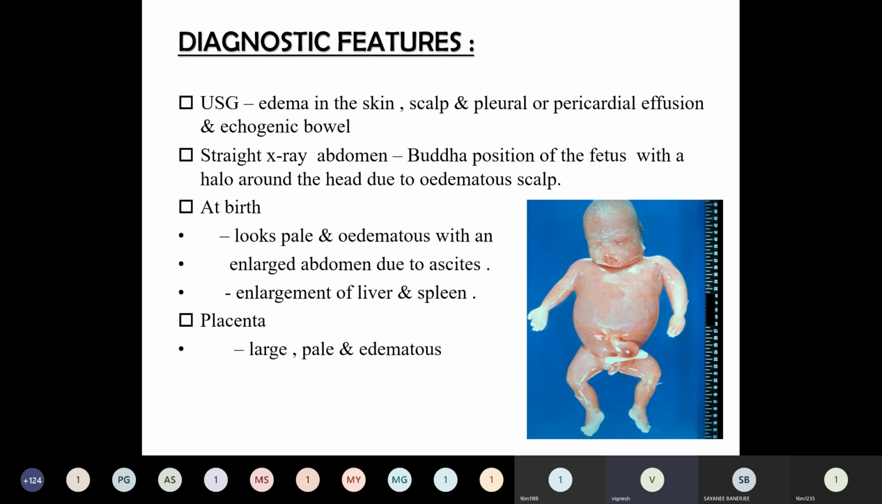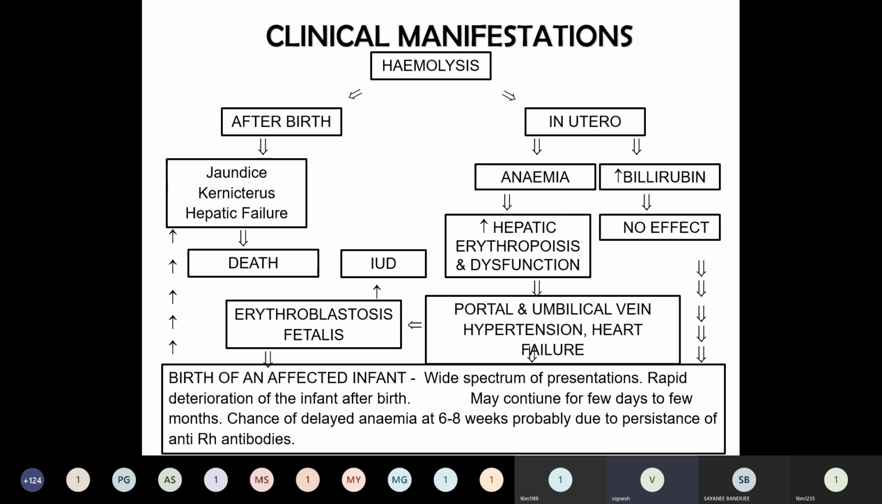So these are the diagnostic features, how it looks like at birth and on ultrasound. Ultrasound shows edema of the skin, scalp, pleural and pericardial effusion with an echogenic bubble. X-ray of the abdomen shows a Buddha position of the fetus with a halo around the head. At birth, it looks pale, edematous, with enlarged abdomen due to ascites, and there is hepatosplenomegaly. The placenta is very large, pale, and edematous.